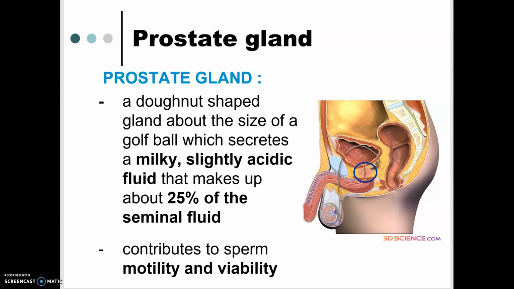The second gland is the prostate gland, and the prostate gland is a donut-shaped gland. It's about the size of a golf ball, or maybe a little bit smaller, a little bit bigger than a ping pong ball, and it's going to secrete a milky, slightly acidic fluid, and it makes up around a quarter or 25% of the seminal fluid. The secretions of the prostate gland increase the motility of the sperm, which is really important. Sperm have to be able to move in order to reach and fertilize an egg, and it increases their viability. So it increases their strength and their ability to carry out their function, which is, of course, to find and fertilize an egg.